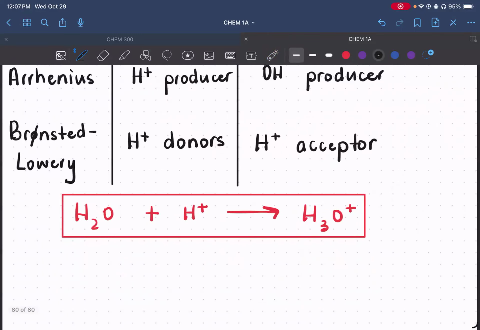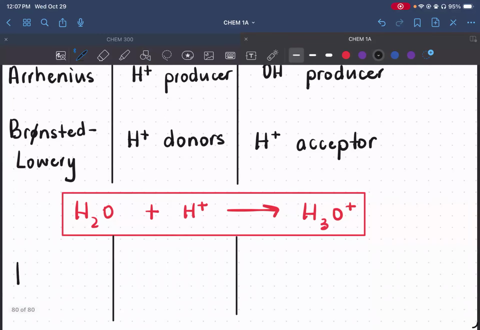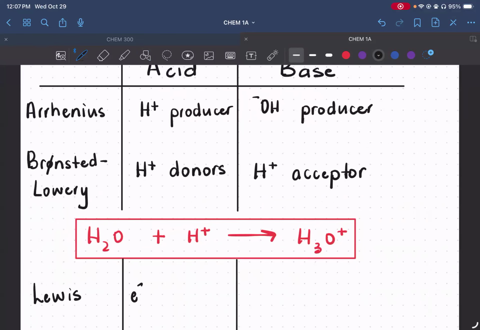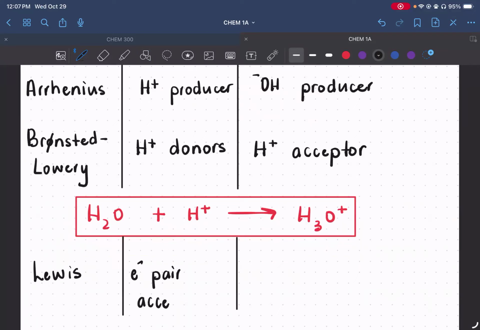Somewhat simultaneously, this time by a bunch of physicists, Lewis was able to make his own definition. Lewis described acids as electron pair acceptors and defined a base as electron pair donors.